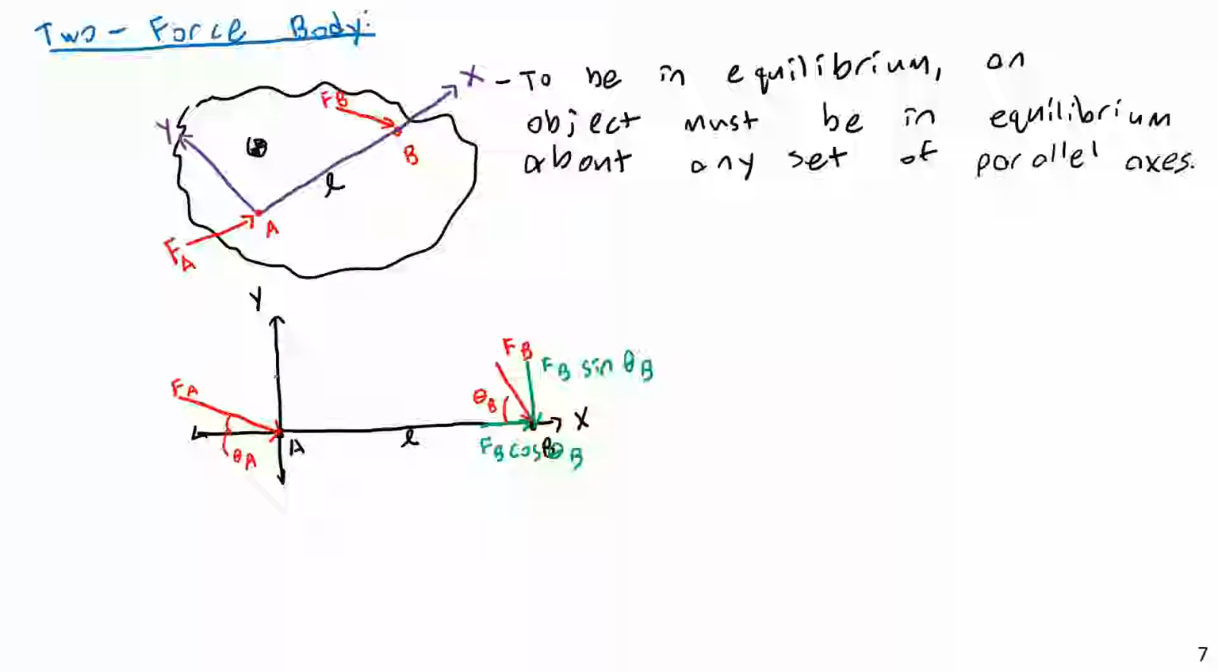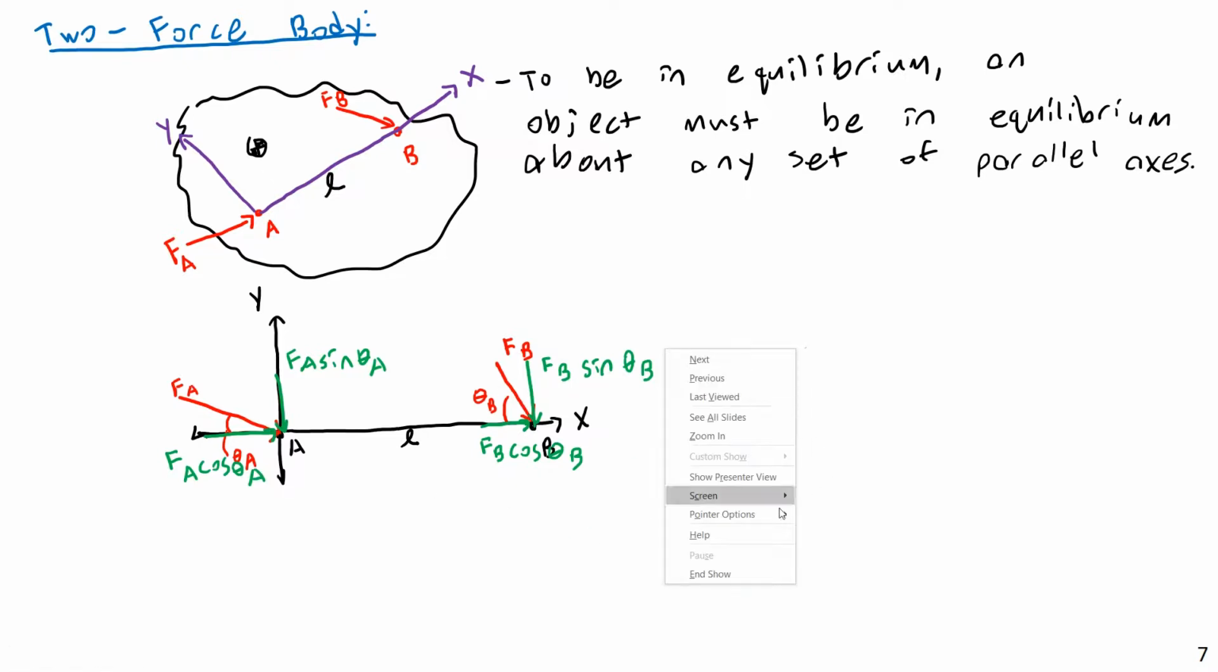Then here I'll have something similar, a y and an x component. The y component will be FA times the sine of theta A, and the x component will be FA times the cosine of theta A. Now, what I want to do is apply a balance of forces and a balance of moments to this, and I'm going to start by doing a balance of moments.